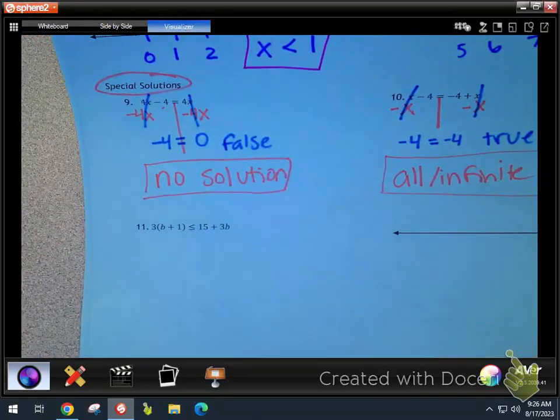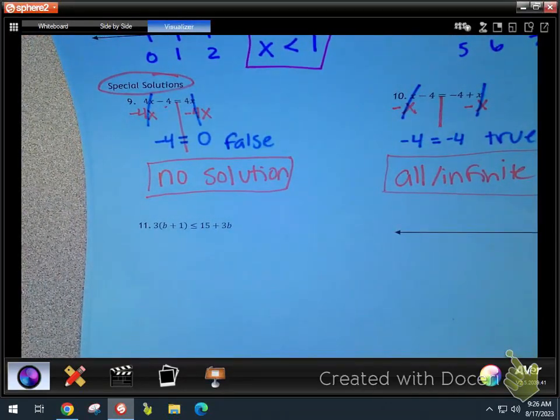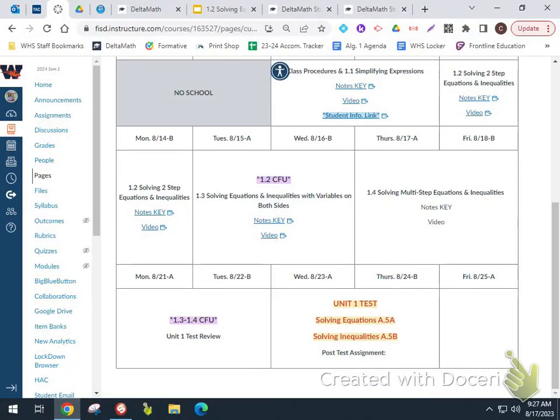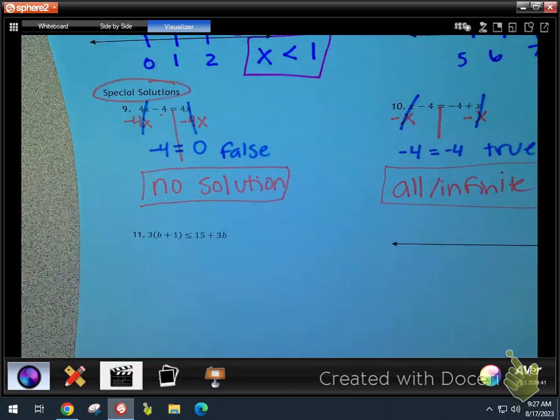Let's talk about 11. One more special case is going to happen, and then we'll jump to some other stuff. We got an inequality here. You guys, this next test, it's 2 separate grades. One of the grades is all equations. Equations have an equal sign. The other test is inequalities. Those have the number line. Those are when you divide, or flip the sign when you divide by a negative. You got to be careful there. Okay? So here's an inequality for you.